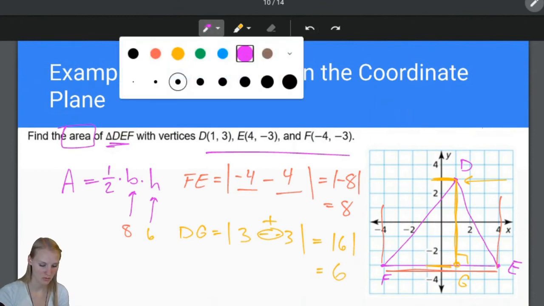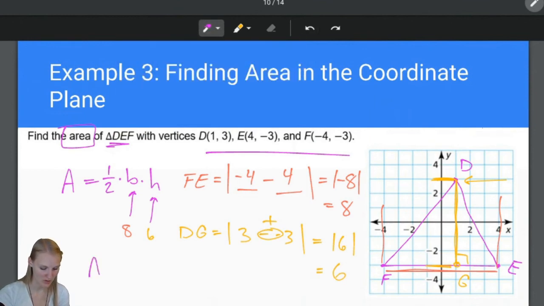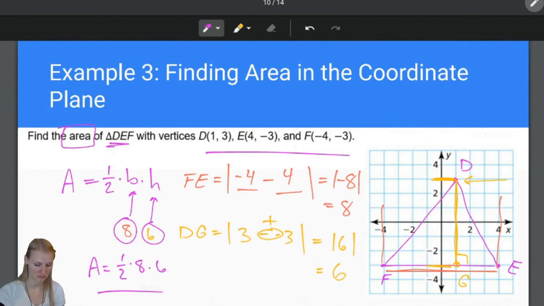And now, we'll go back to purple. I know that the area is equal to 1/2 the base, 8, times the height, 6. There you go. 8 times 6 is 48, so this is 1/2 of 48, which is 24 units squared. Square units.